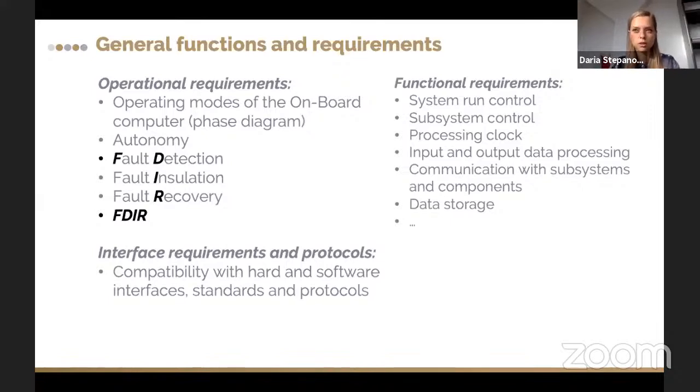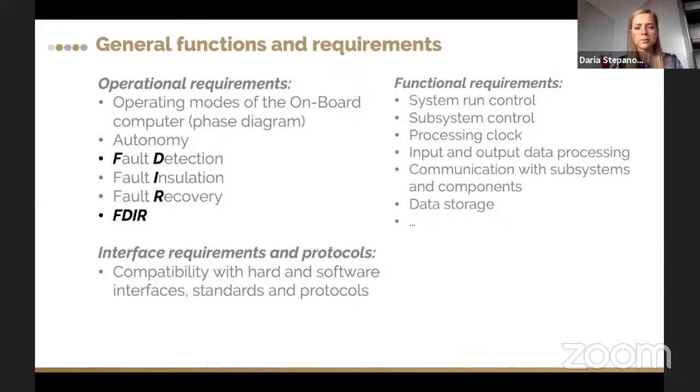OBC shall process the clock, so that's the source of the clock on the satellite. It shall be input and output for the data processing. Basically, it can be applied in terms of attitude control algorithms. For example, the sun sensors data is processed and the output data of quaternions about the satellite orientation is on the output. It shall communicate with subsystems and all the components. It shall provide data storage and so on.